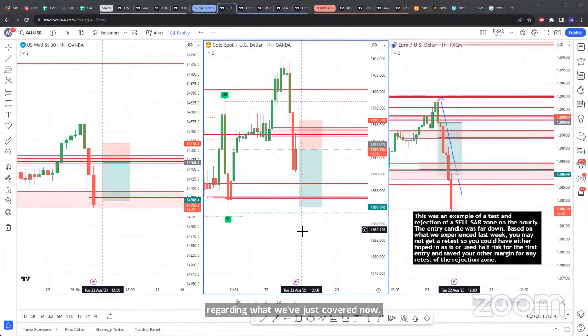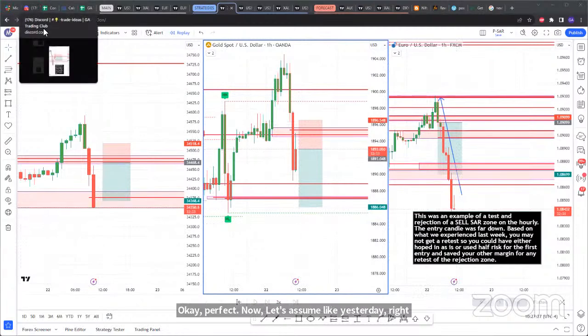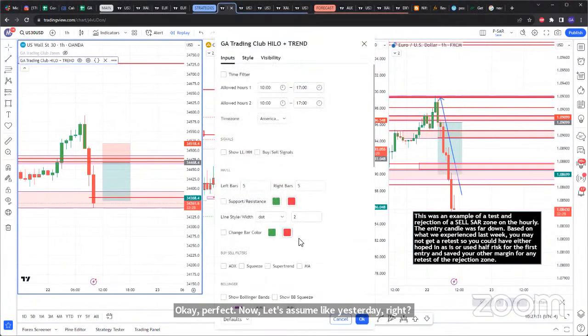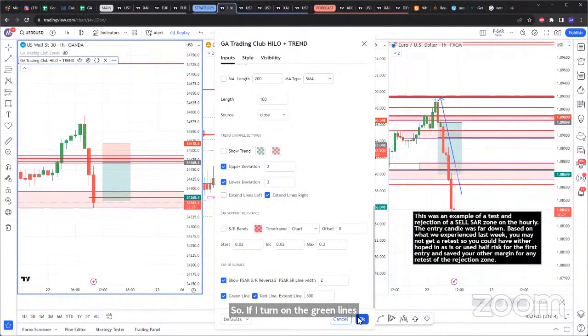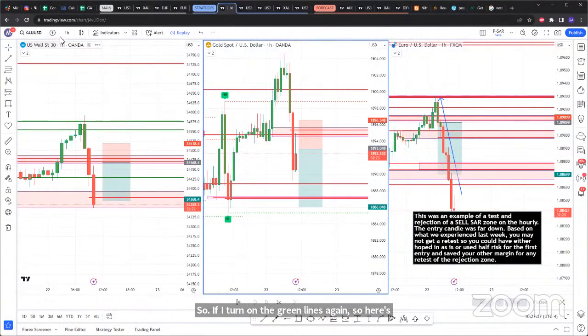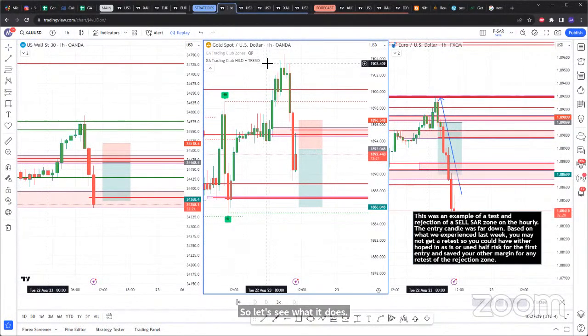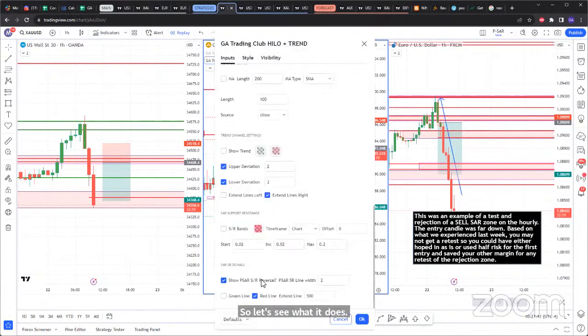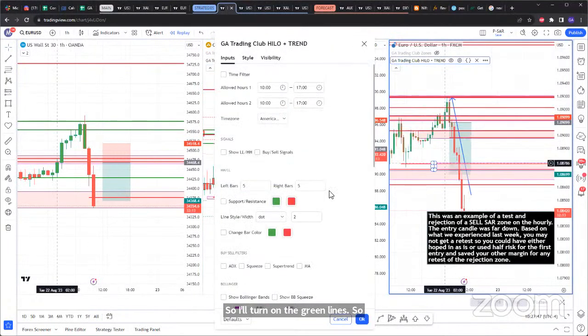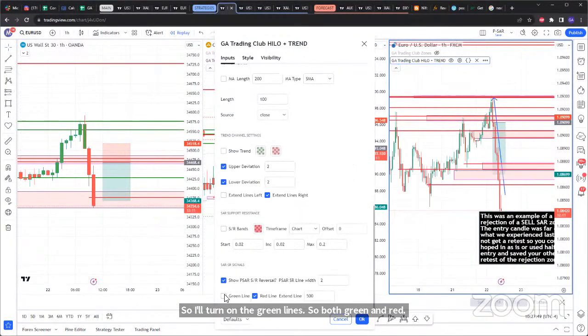Okay, perfect. Now, let's assume like yesterday. If I turn on the green lines again, here's what turning on those green lines does. Let's see what it does on the 4 hour, 1 hour, and all of that. So I'll turn on the green lines, both green and red right here.